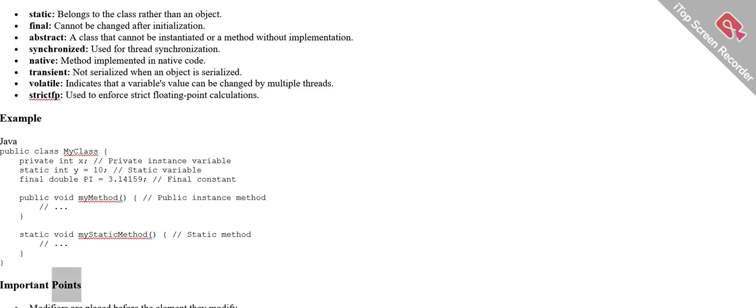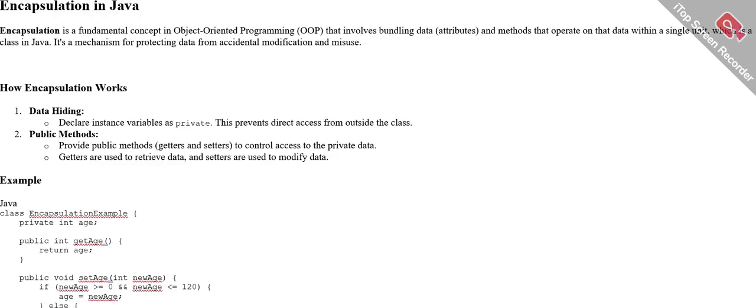Important points. Modifiers are placed before the element they modify. Multiple modifiers can be used together, but there are specific rules for combinations. Understanding modifiers is crucial for writing efficient, secure, and maintainable code.